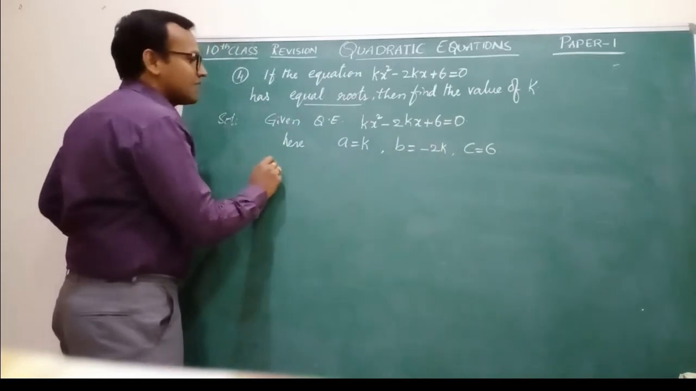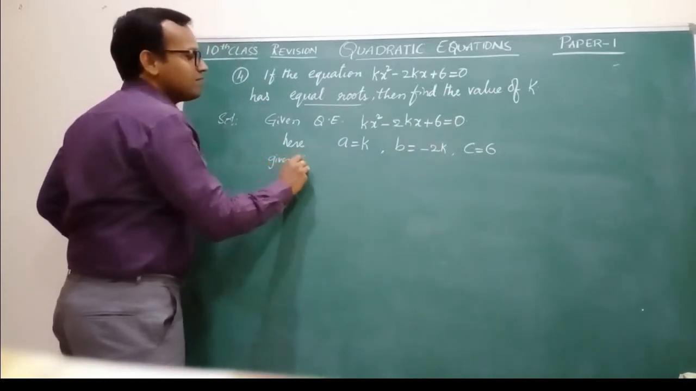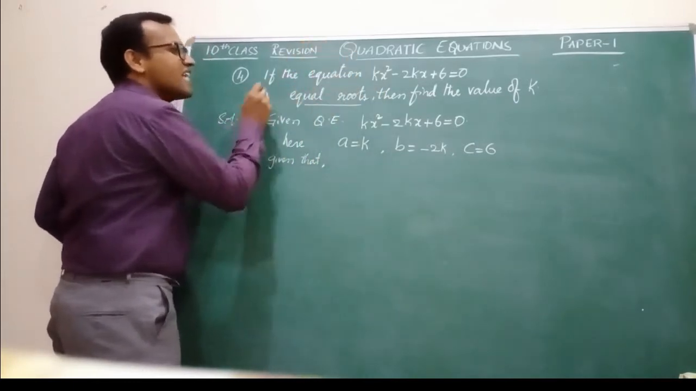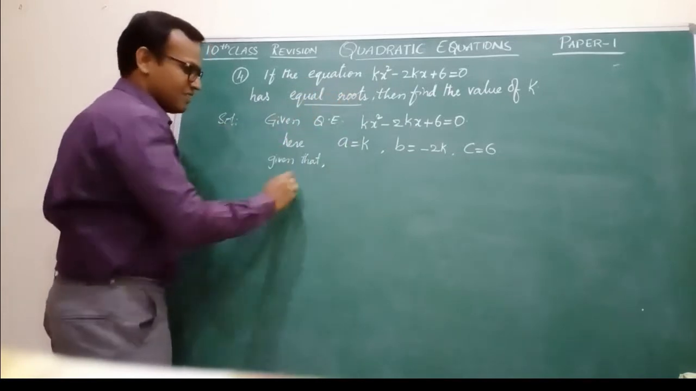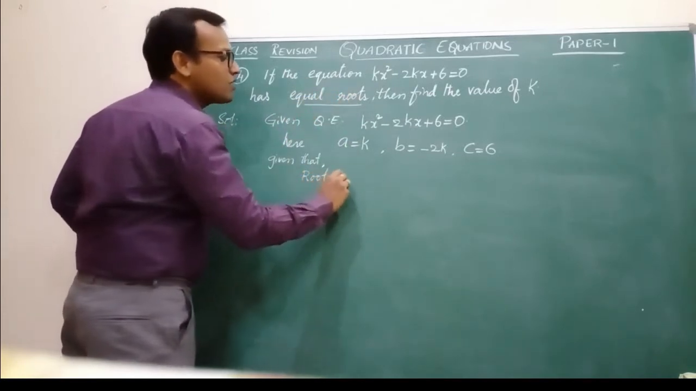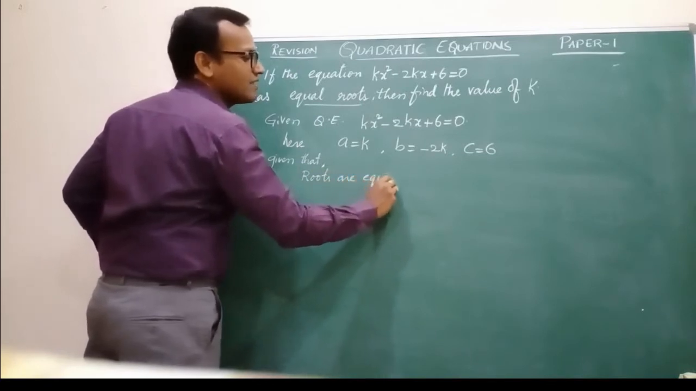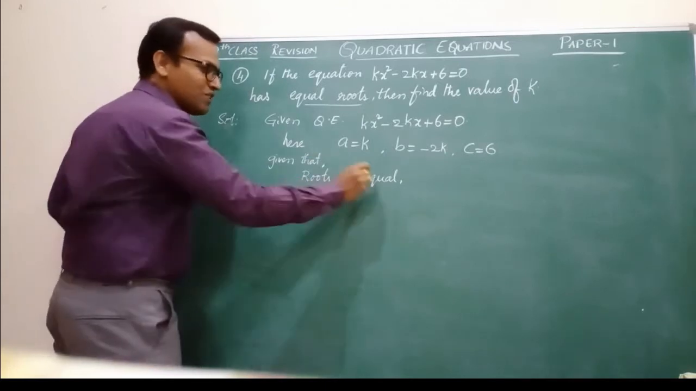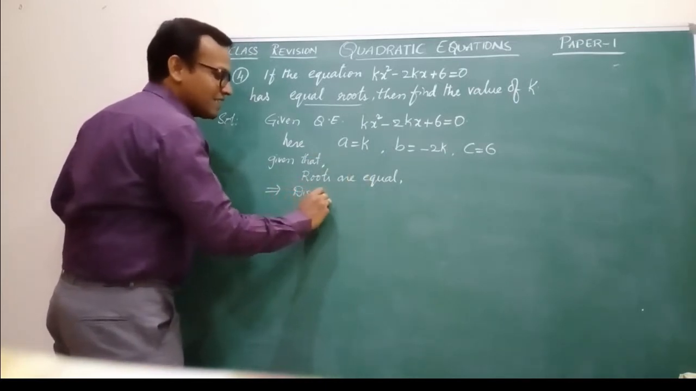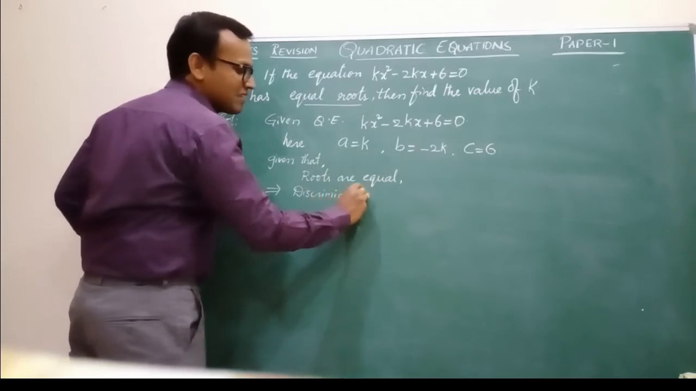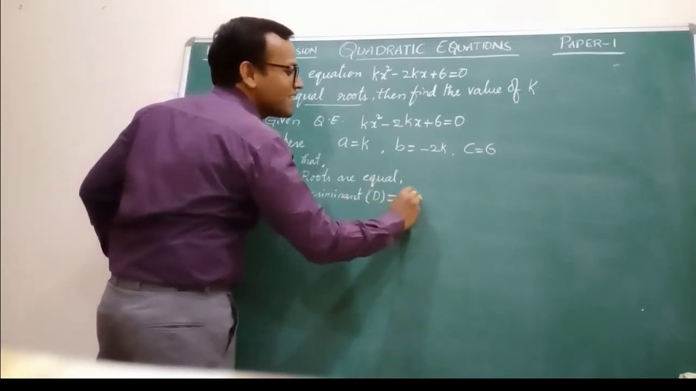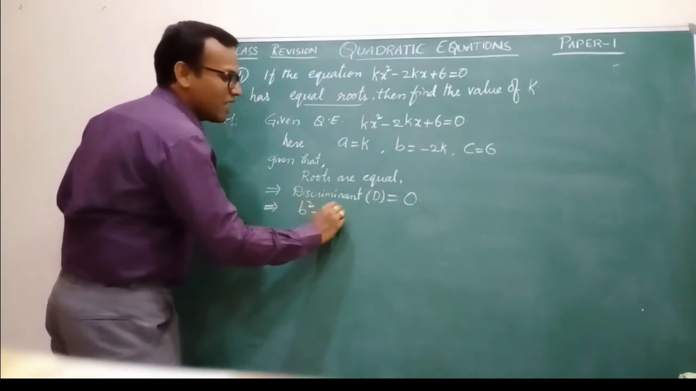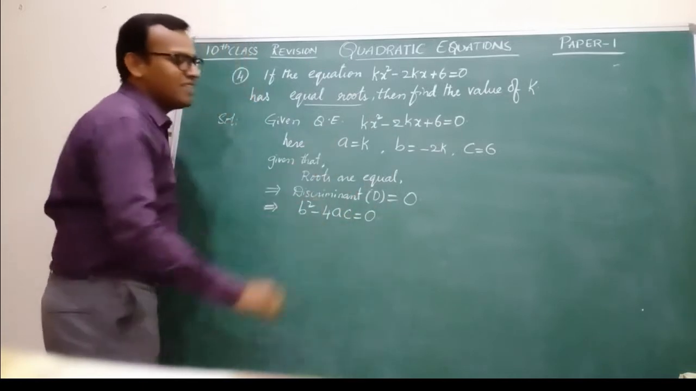Now, given that, it is given in the problem. What is given? That the equation has equal roots. Given that roots are equal. Children, if roots are equal, what must be the condition? If roots are equal, discriminant must be 0. What is discriminant, children? b square minus 4ac. That must be 0.